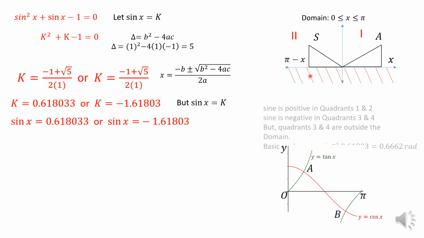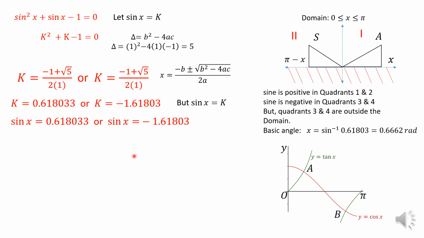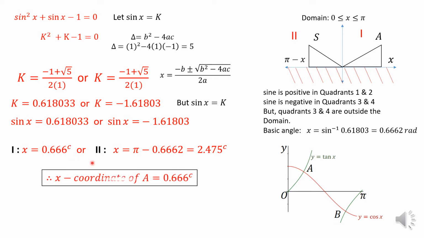Okay, I hope you still remember from your CAST diagram. So remember, your calculator should be in radian mode. Our acute basic angle is 0.6662 radians. So one solution will be that, and the other solution will be pi minus that 0.6662 radians. So my x coordinate of A, and that is what they are looking for, is 0.66 radians because it is in the first quadrant. The other value that you have here, the 2.475, if you guessed it, you should be right. It is the x coordinate of B.